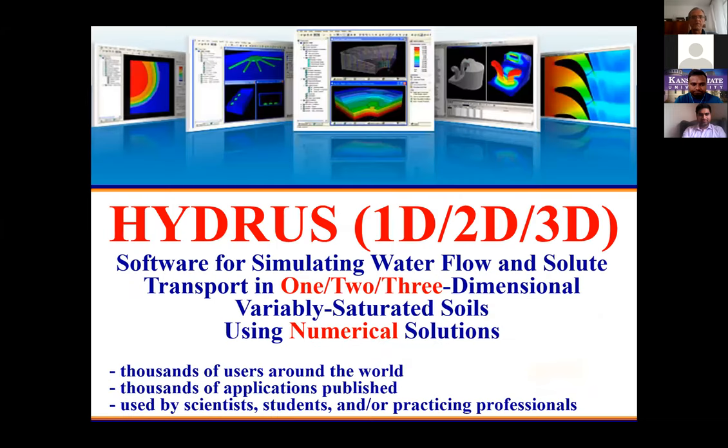Okay, so I will be talking about the HYDRUS models. HYDRUS models simulate flow and solute transport. You heard that yesterday. And they solve it in one, two, and three dimensional variably saturated domains. And these are numerical models. They are used by thousands of users around the world. We had some 50,000 people who downloaded HYDRUS models. And so as a result, there are thousands of applications published in the literature, and you can find many of them listed on the HYDRUS website.